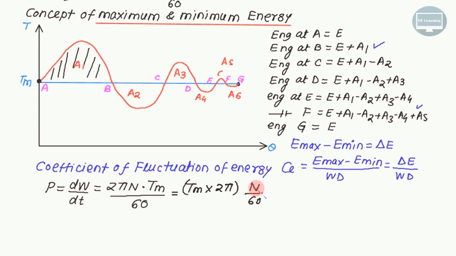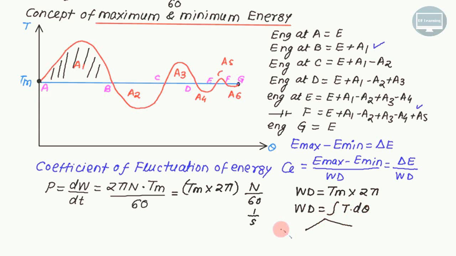Now check the unit of this. What is N by 60? It is per second. So does this quantity represent dt? Then does this quantity represent work done? So the work done is Tm multiplied by 2 pi. But remember, this formula holds good for calculating the mean torque. If you want to find the work done, always use the formula T multiplied by d theta.